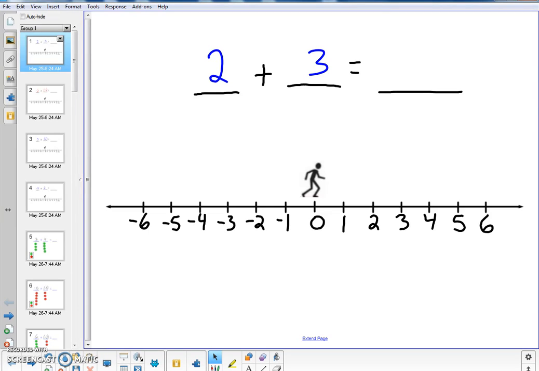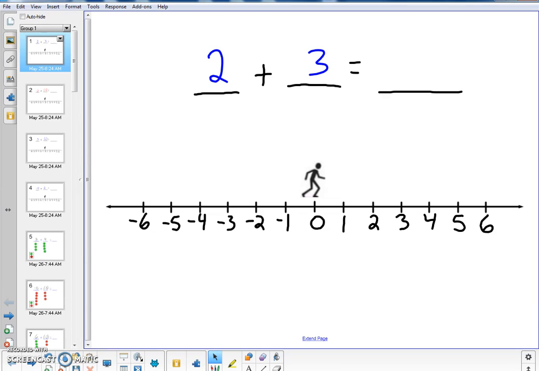I'm going to give you a couple examples on how to add integers using a number line, and then we're going to do another example with some positive and negative chips. I don't care which example you use at the end of the day. I just want you to have a way where you can add two integers together and come up with the correct sum. So let's start with the easiest one.